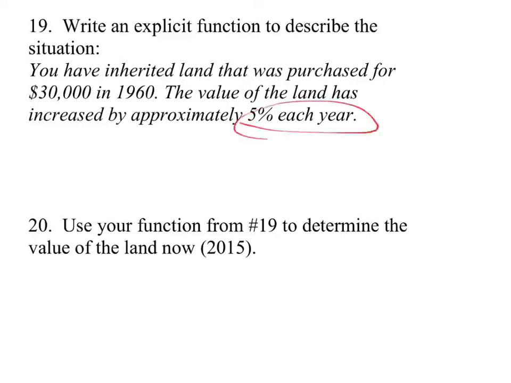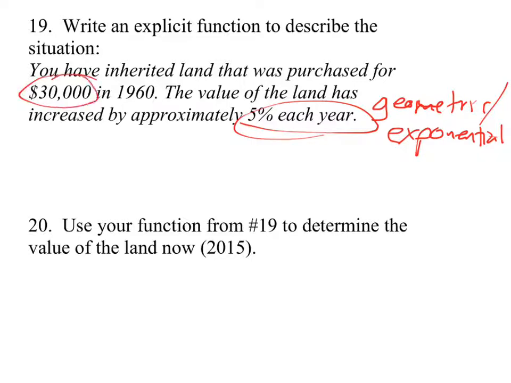Okay, this percent increase tells me it's going to be a geometric sequence, which happens to be the same thing as an exponential function. And this 30,000 is going to be my initial value, so I'm going to use that explicit function for geometric ones. The initial value goes out front, 30,000.